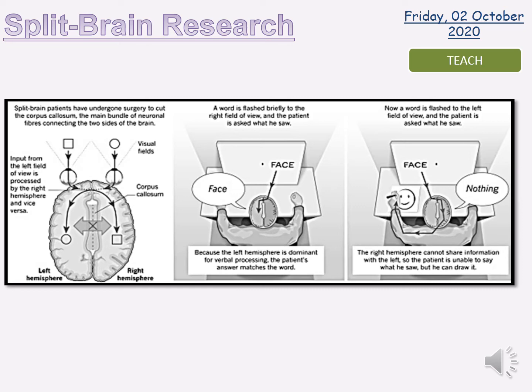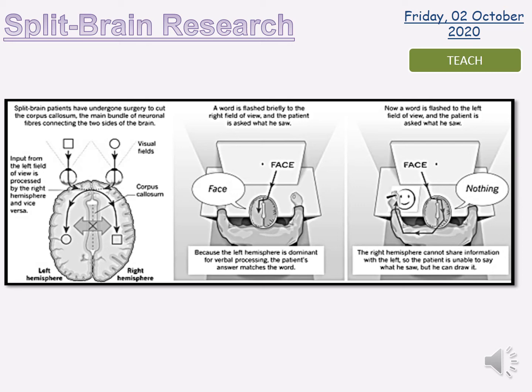So have a look at the diagram on the screen, pause it if you feel like you need to. So, clarification there: split brain patients have undergone surgery to cut out the corpus callosum, and previously they were having epileptic fits and seizures. So if there is input into the left field, that is processed by the right hemisphere, and vice versa. If there's input from the right field of vision, that is processed by the left hemisphere.